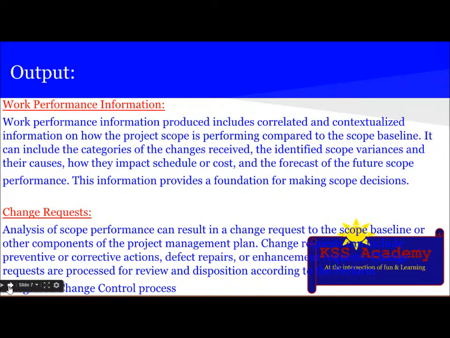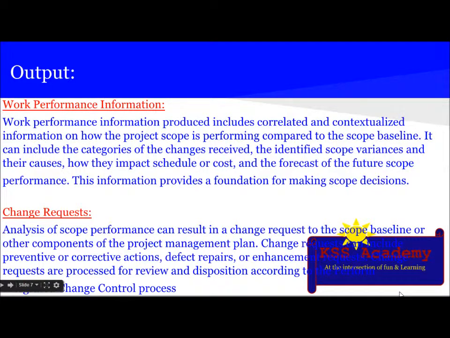So next let's learn about the outputs. The first output is WPI. Work performance information produced includes correlated and contextualized information on how the project scope is performing compared to the scope baseline. It can include the categories of the changes received, the identified scope variances and their causes, how they impact schedule or cost, and the forecast of the future scope performance. This information provides a foundation for making scope decisions.